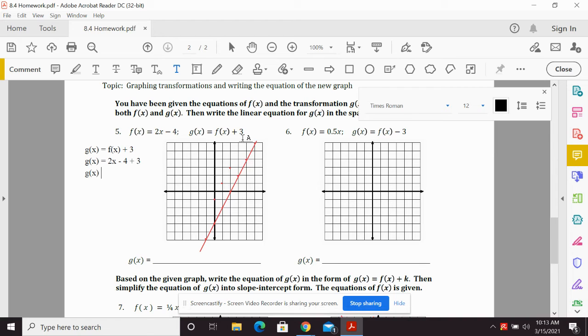2x is the only thing with an x, so I can't combine it with anything, so we just rewrite it. So 2x, and then I have negative 4 plus 3, which is negative 1. And if you look at your new graph, your y-intercept will in fact be negative 1. All right? So that's what goes down here. g of x equals 2x minus 1.